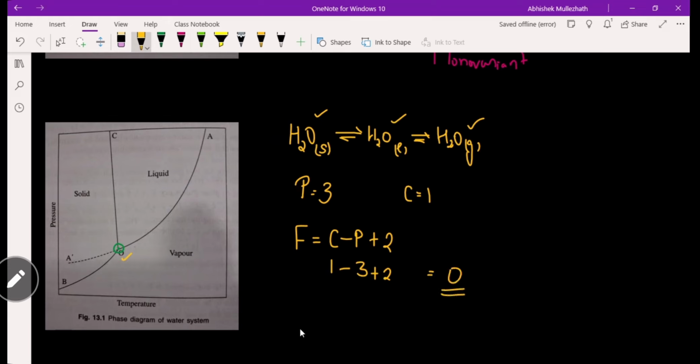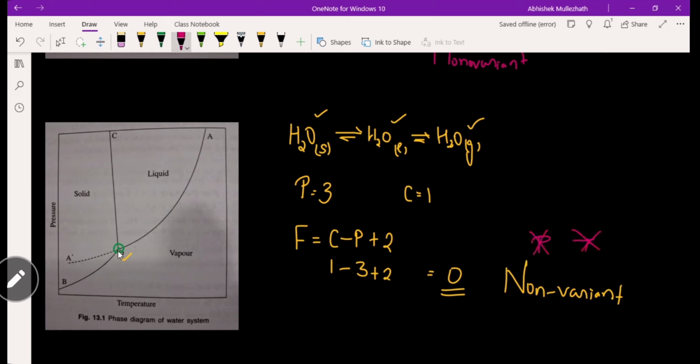So in this case, our system is non-variant. Now, what is the meaning of non-variant? We don't require any variable to define the system. Neither pressure is required, nor temperature, in this case.